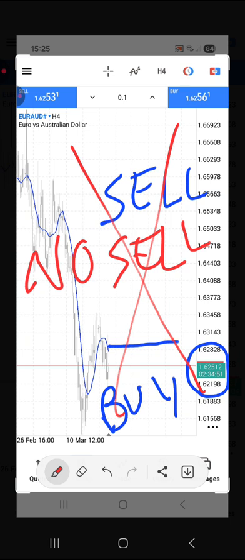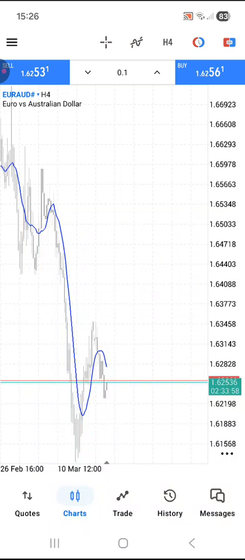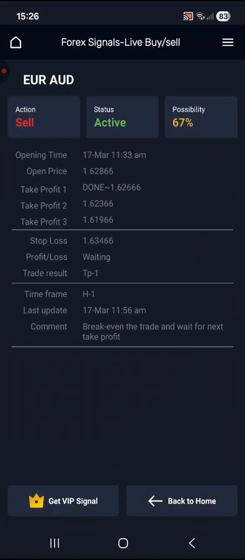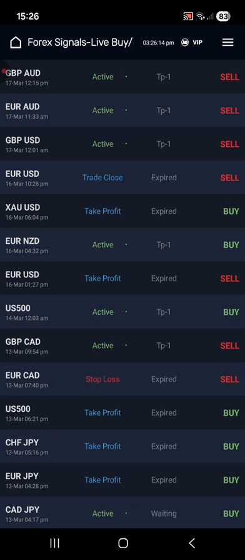We want to be only buying low and selling high, okay? We only want to do buy trades below that line. And we only do sell trades if the price is above that line. So we will not do this trade. Let's go on to the next trade here.